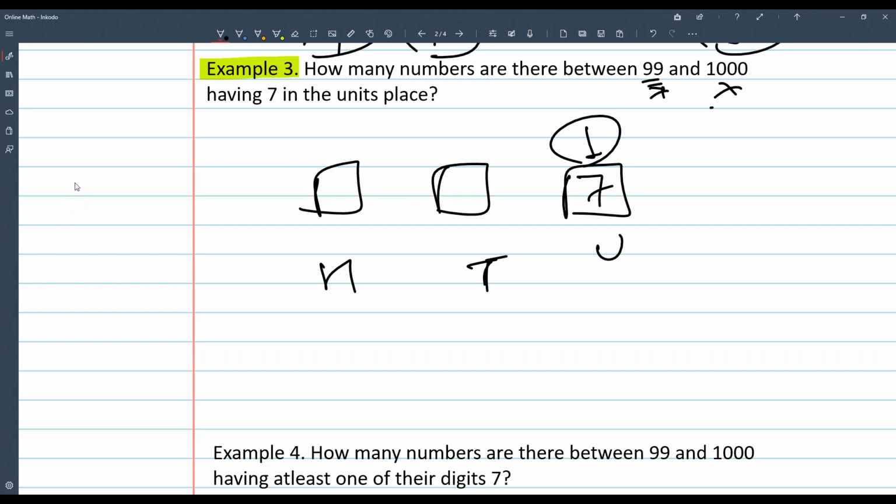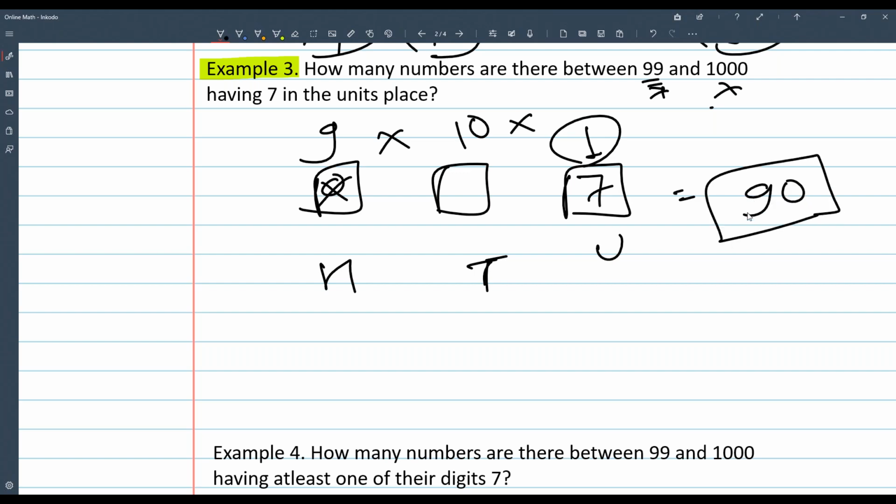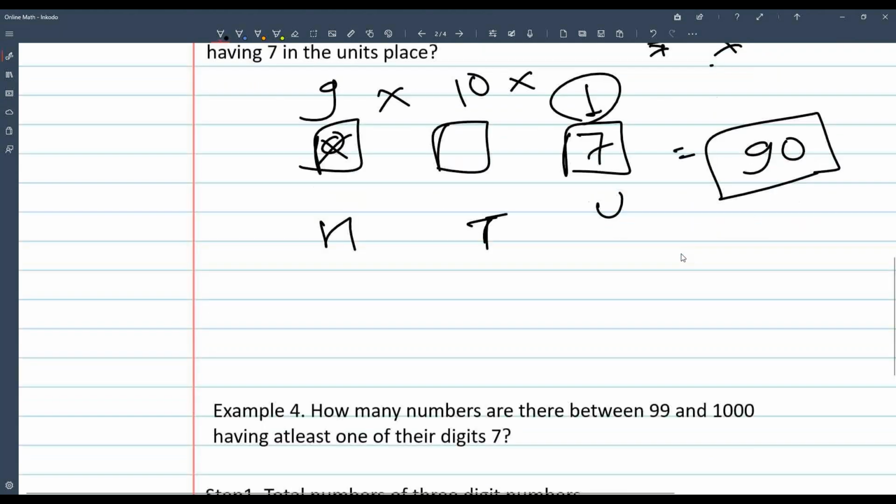And since we have all 10 digits, but see, the hundreds place cannot start with 0. So 0 is not allowed here. So how many choices for the hundreds place? We have 9 choices because 0 is not allowed. But for the tens place, we have all 10 choices, as repetition is allowed, we can use any of the digits. So total such numbers is 90 here, 90 3-digit numbers where 7 will be in the units place.